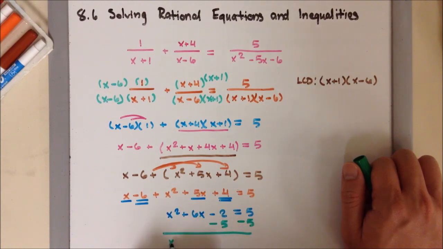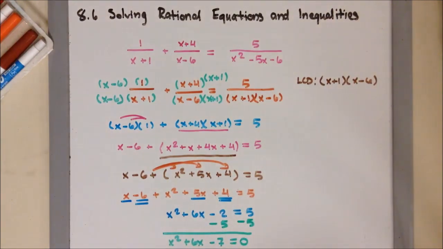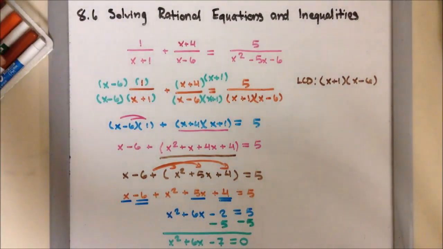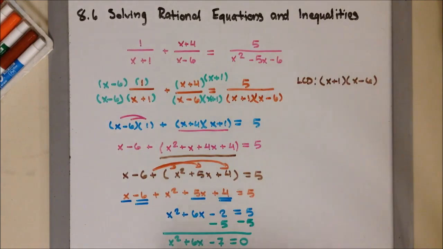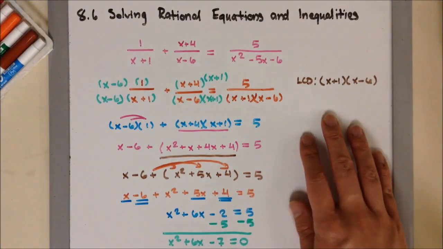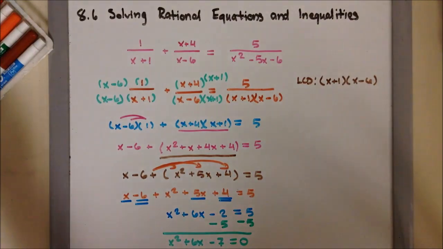I'm going to have x squared plus 6x. Here, negative 2 minus 5 will be negative 7, equal to 0. So that's my quadratic equation, x squared plus 6x minus 7. So I'm going to write it over here and I'm going to factor. I'm not going to write out the work, I'm just going to simply factor right into it.